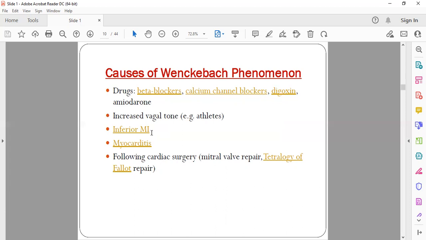Inferior wall MI. Why do you see it in inferior wall MI? Inferior wall MI is most commonly caused by right coronary artery occlusion, and this right coronary artery supplies the AV node and SA node. So that's why if the AV node is damaged because of occlusion, it could lead to bradycardia or various types of heart blocks. Other causes are myocarditis and following a cardiac surgery.